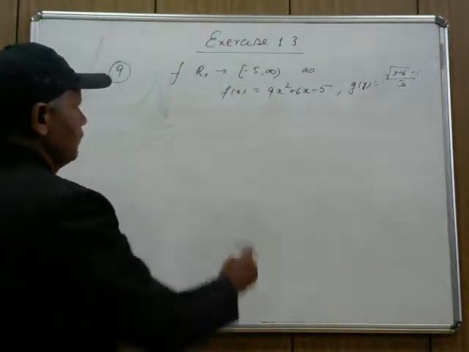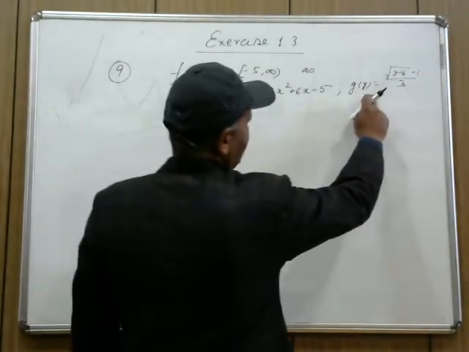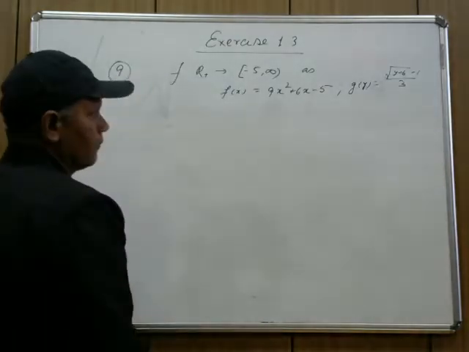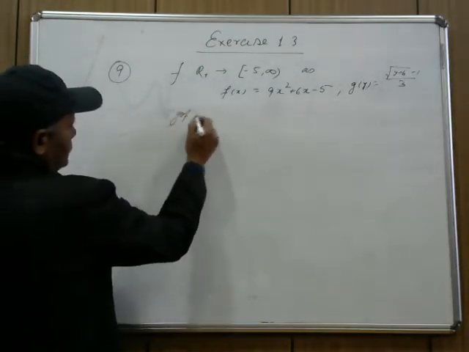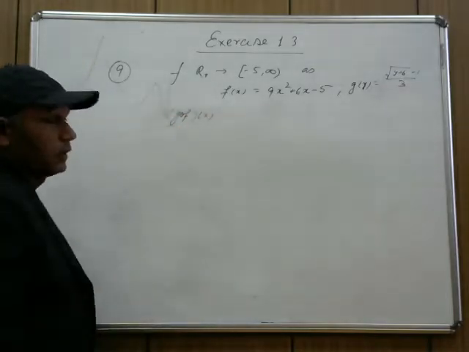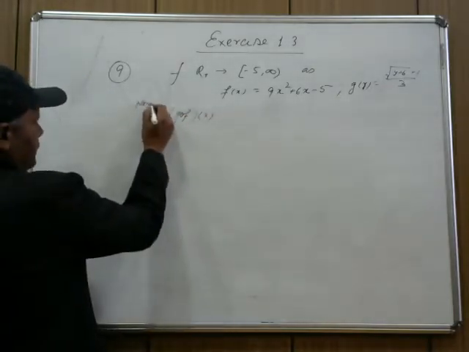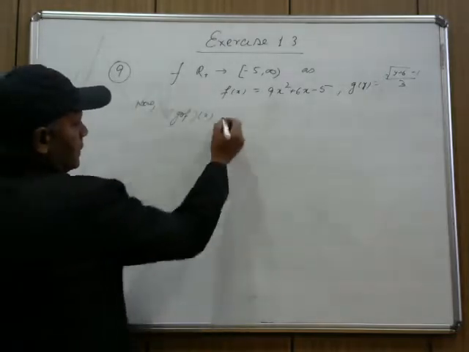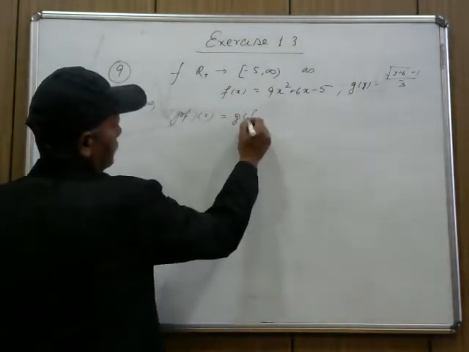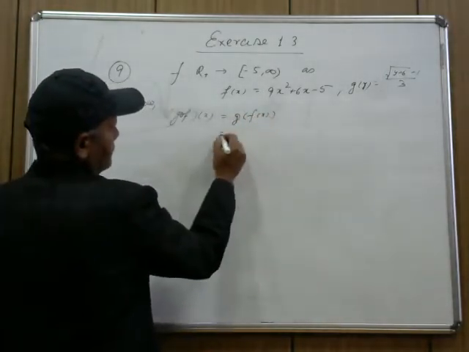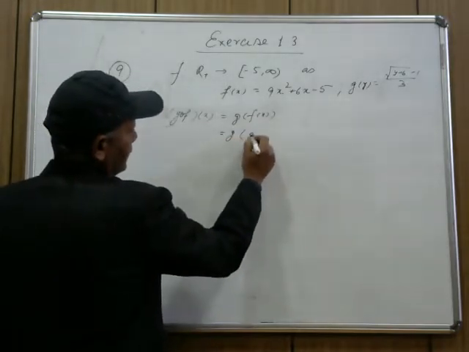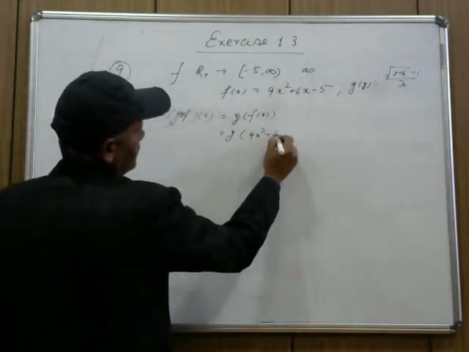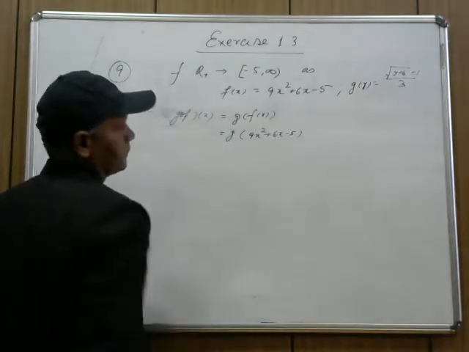Now f of x is this and g of y is this. Now we need f of g of x or g of f of x. We'll go for g of f of x first, then the second part. We'll write g of f of x. G of f of x is what? 9x squared plus 6x minus 5.